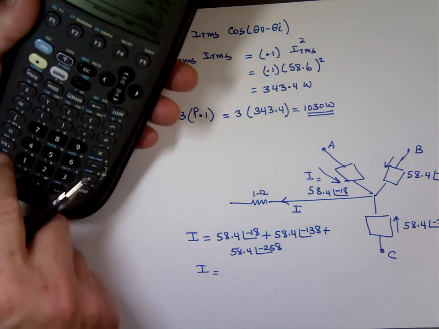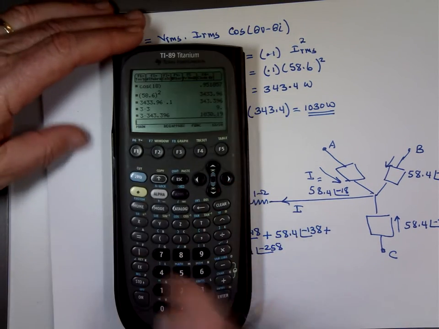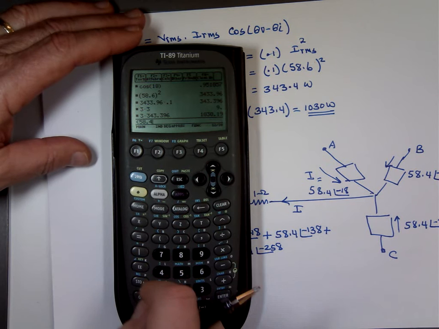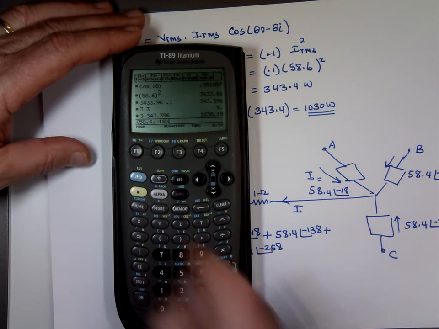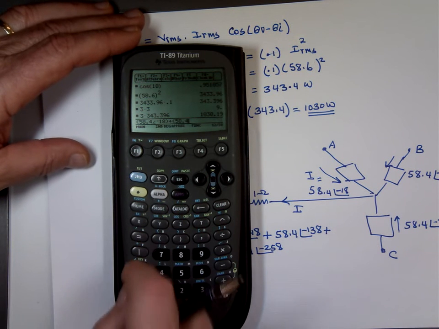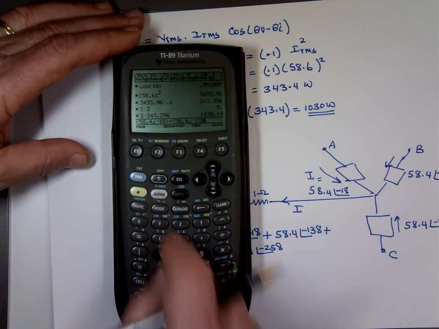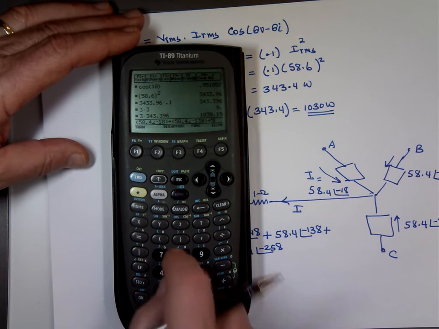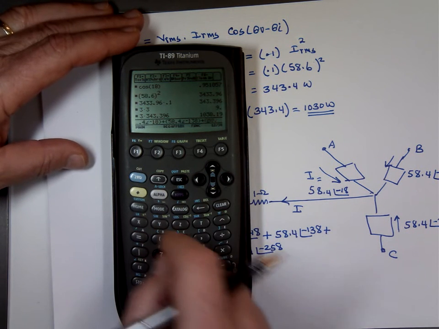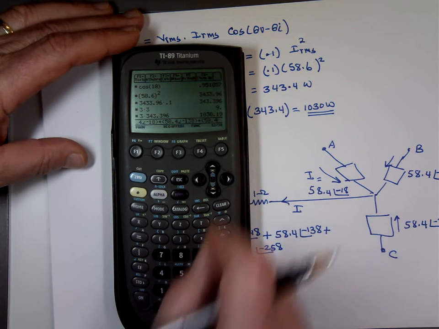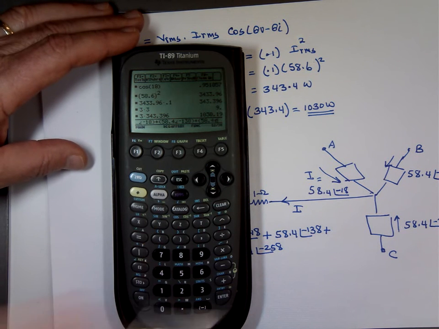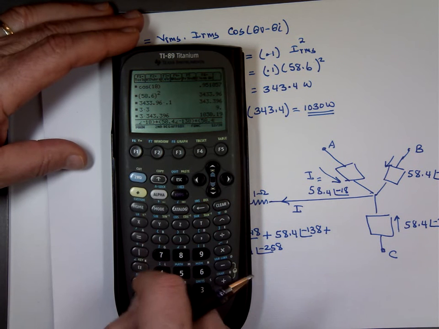Here's my calculator. I'll put it there so you get to see it. 58.4, what was the first one? Angle negative 18. Plus 58.4 angle negative 138 plus 58.4. Oh, I gotta use brackets. 58.4 angle, negative 258.